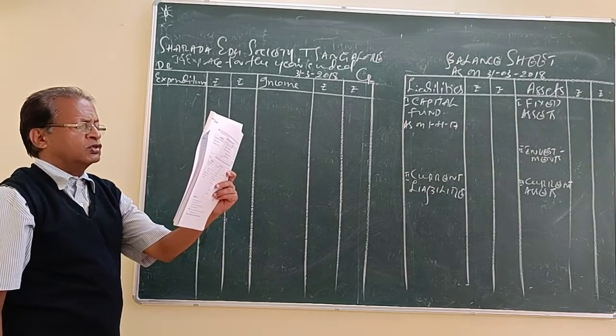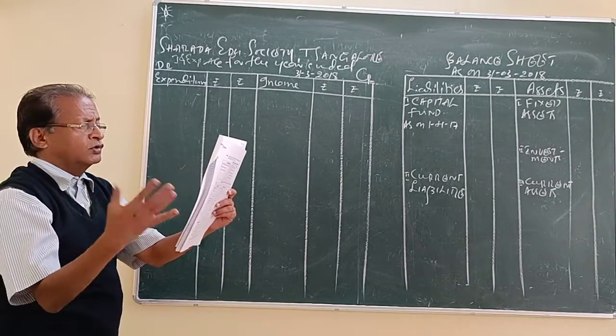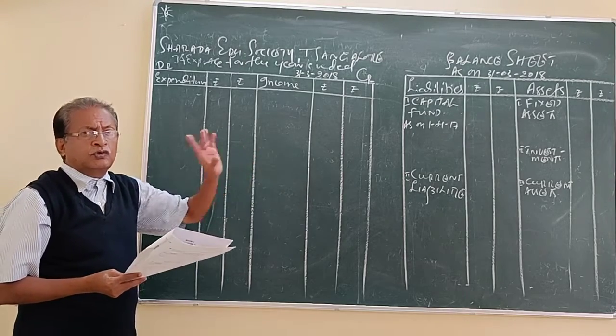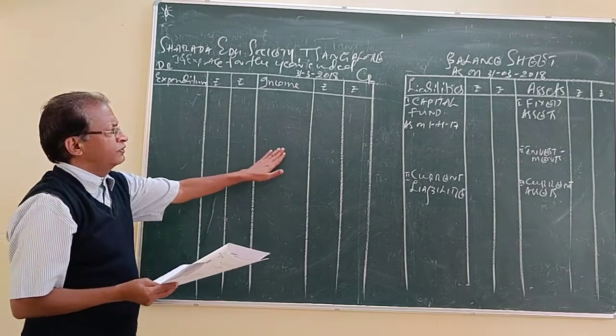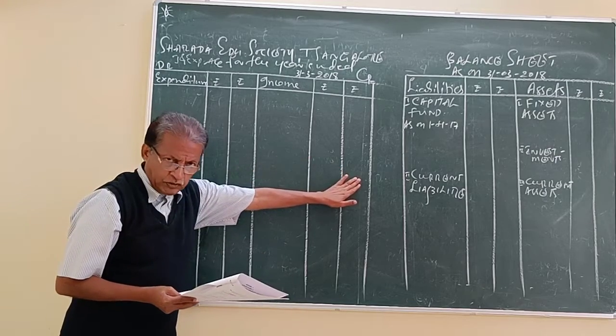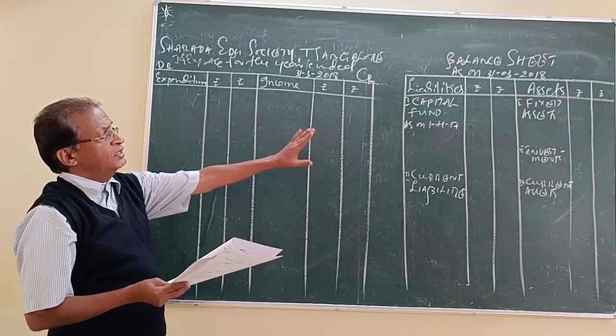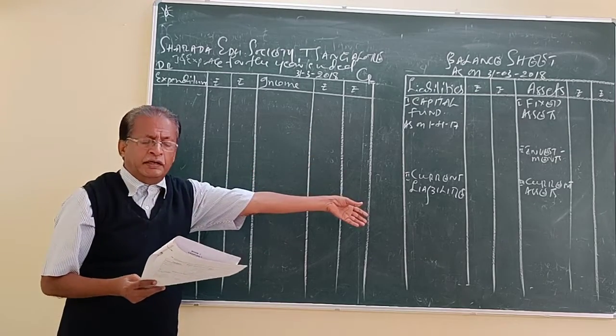Half of the donation is to be considered as revenue. Total donation 2,500. Out of 2,500, half is equal to 1,250. 1,250 will be credited to income and expenditure account. And the same rupees 1,250 balance will be shown in the balance sheet as addition to the capital fund.